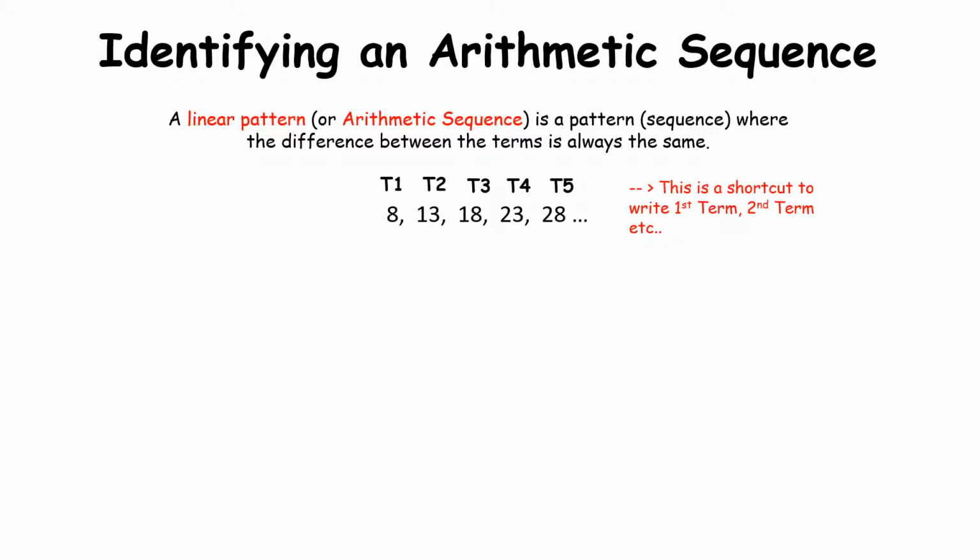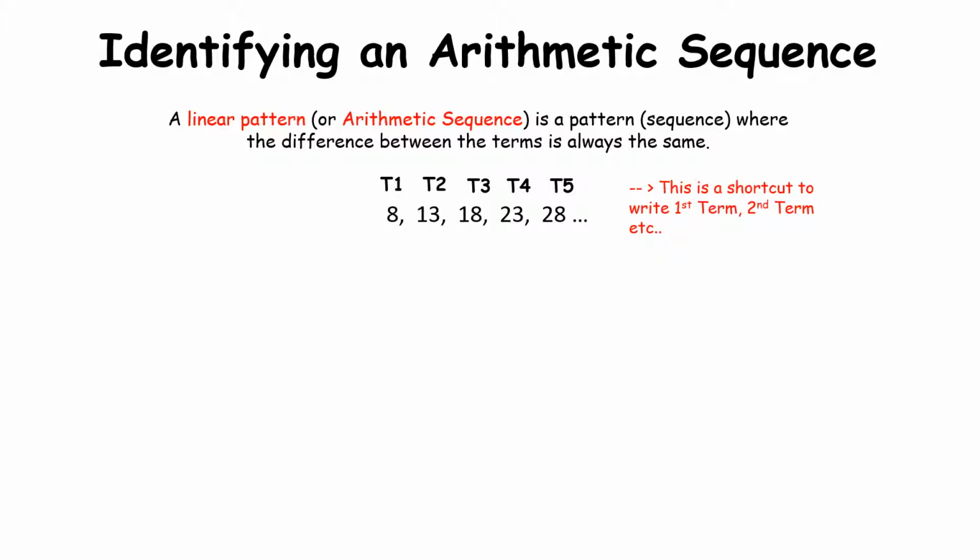So here we have the same sequence, 8, 13, 18, 23 and 28. Instead of writing the first term, second term, third term, etc., we have simplified it to T1, T2, T3, T4, T5 and so on. So we're going to use more specific or mathematical terminology. Instead of saying a linear pattern, we're going to talk about this as an arithmetic sequence.